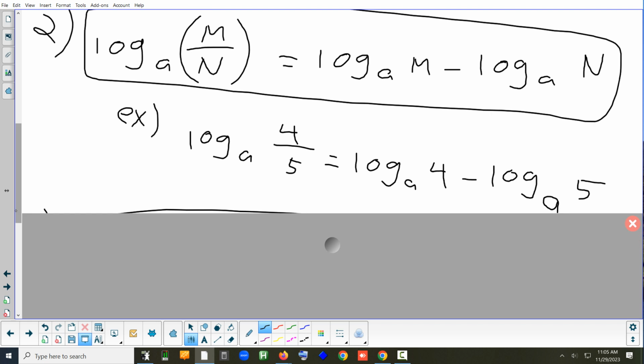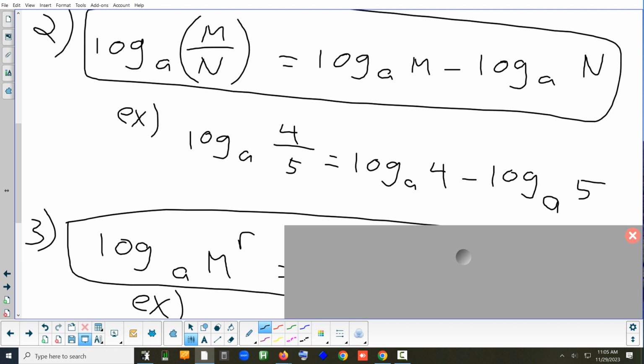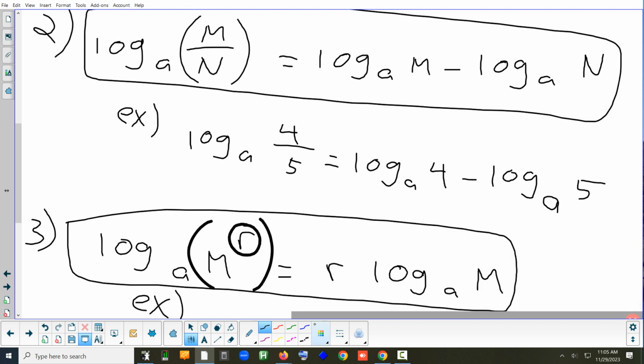Okay, and the last rule is for dealing with exponents. If we had something like that, the r is an exponent there. When we have exponents in the argument to a log function, m to the r, that's the argument. The exponent's going to mess us up. Okay, we don't want to have exponents there. So the rule is you are allowed to take exponents if they are inside a log function and put them in front.